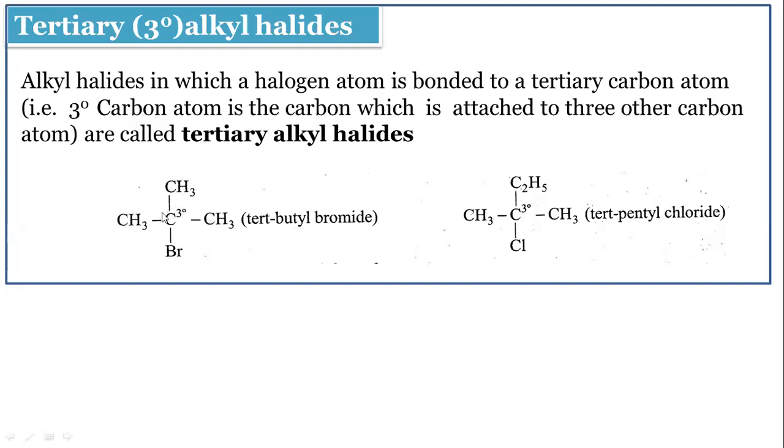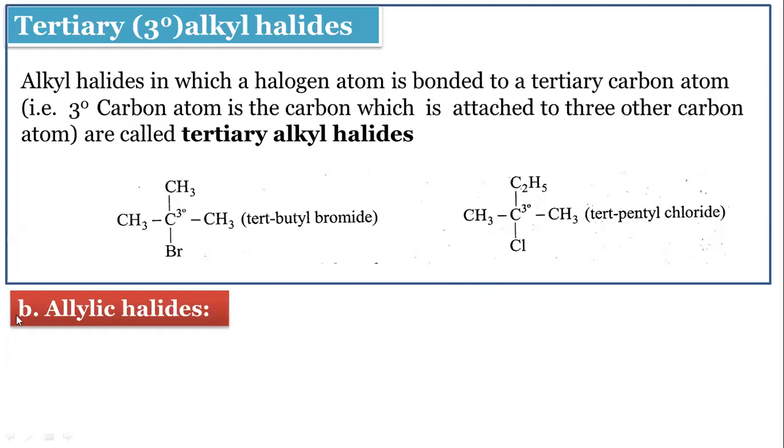Tertiary butyl bromide. Butyl means there are four carbon atoms: 1, 2, 3, 4. And this is an example of tertiary pentyl chloride. Why pentyl? Because there are 5 carbon atoms present: 1, 2, 3, 4, and 5. So this is an example of tertiary pentyl chloride, in which the halogen is bonded to a tertiary carbon. Now, this is about alkyl halides. Three types of alkyl halides are explained: primary, secondary, tertiary.